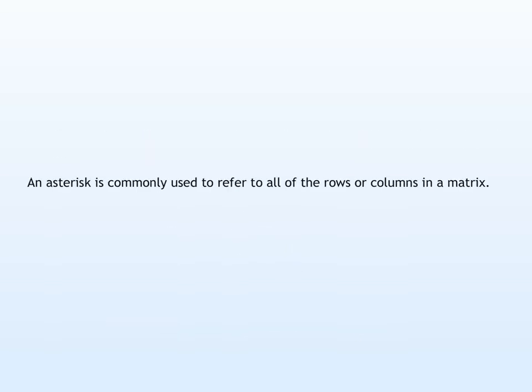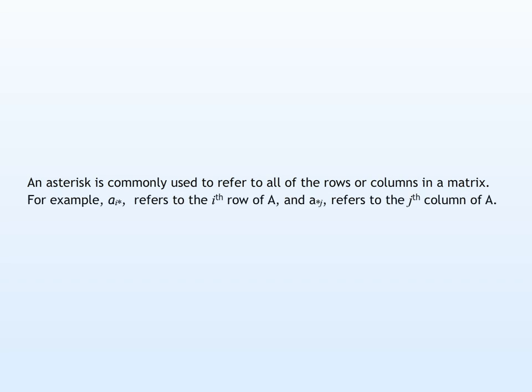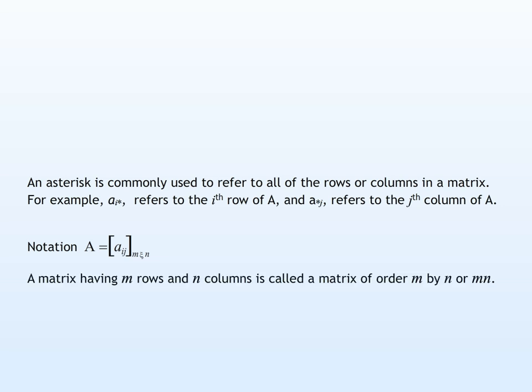An asterisk is commonly used to refer to all the rows or columns in a matrix. For example, A i asterisk refers to the ith row of matrix A, and A asterisk j refers to the jth column of matrix A. The matrix A having m rows and n columns is denoted as shown. A matrix having m rows and n columns is called a matrix of order m by n.